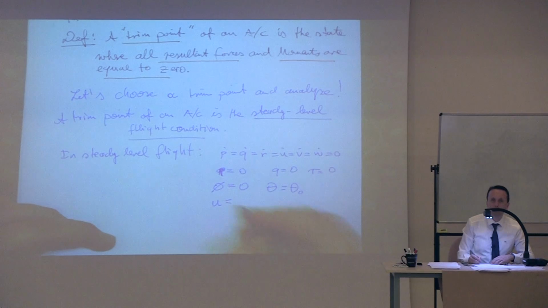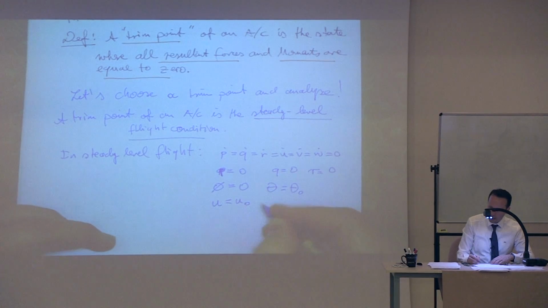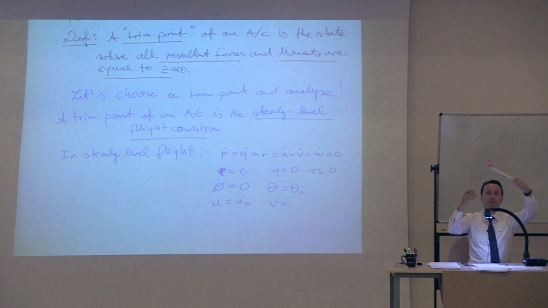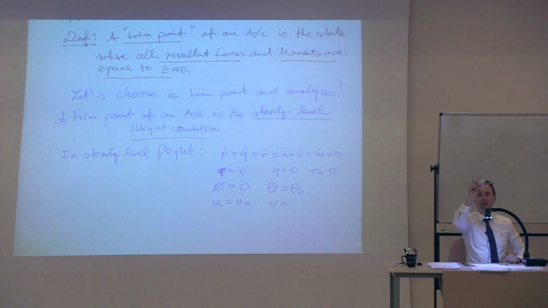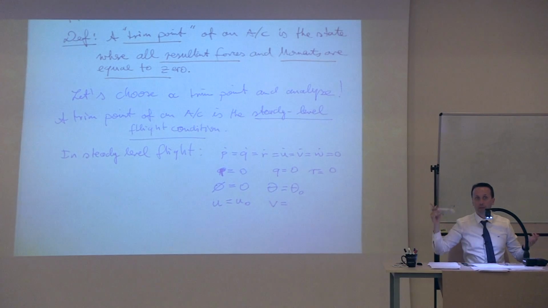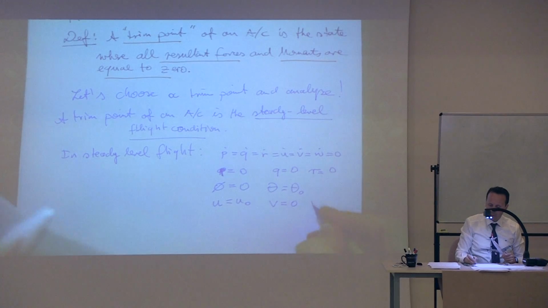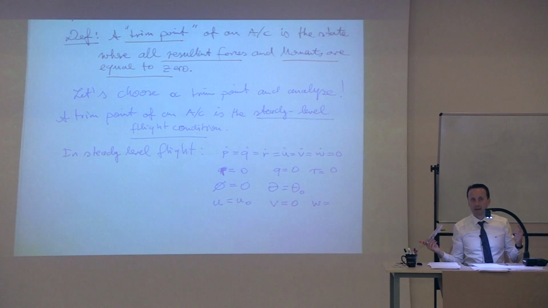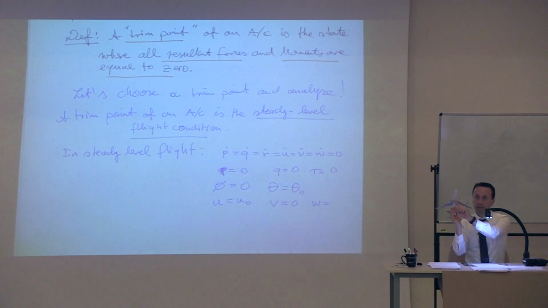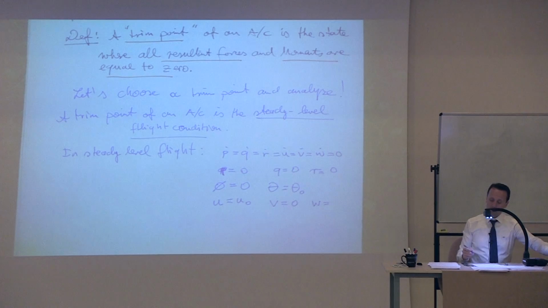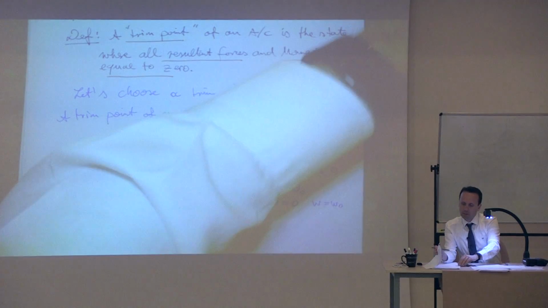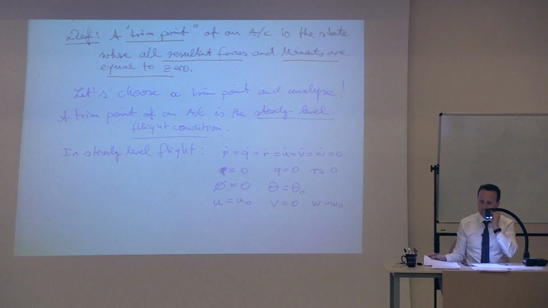How about U? Would that be 0? No, of course not. How about V? Could be 0 if there's no side slip. If the airplane is not going sideways or has a side slip, then it must be 0. If you're just going straight, V must be equal to 0, right? How about W? Not 0, right? You might have an angle of attack. W is related to angle of attack. If you're going like that, you have a lot of W. So W is W0. So in trim then, we can look at the first equation.